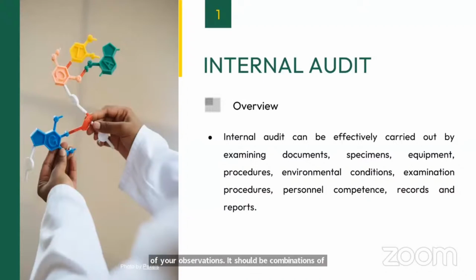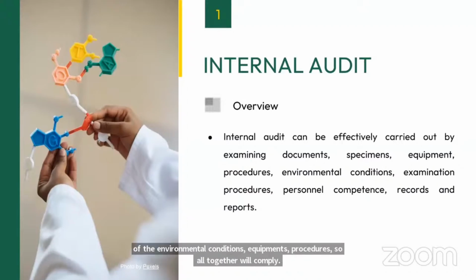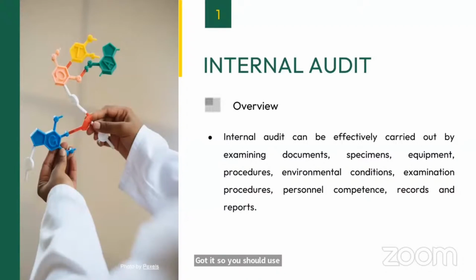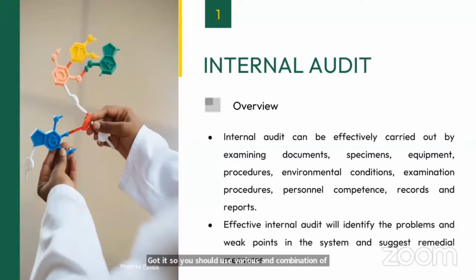It should include observations of competency and interviewing of the staff as well as the personnel who are working in the laboratory. It should include observations and examinations of the records. It should include review of the environmental conditions, equipments, procedures. So all together will comprise an internal audit. So you should use various approaches and a combination of these approaches to conduct an internal audit.